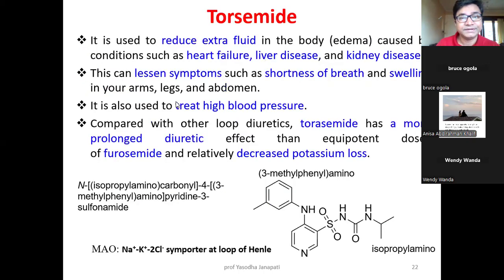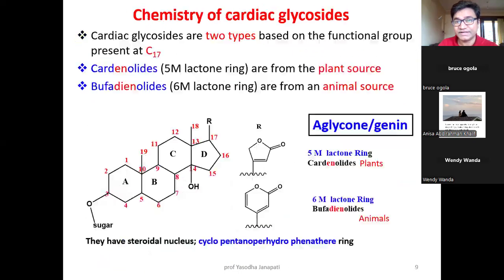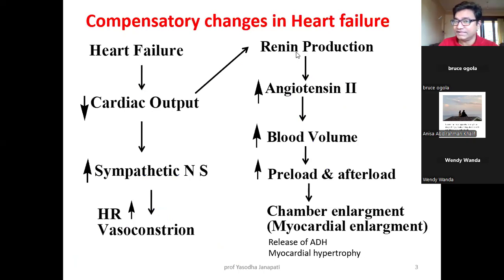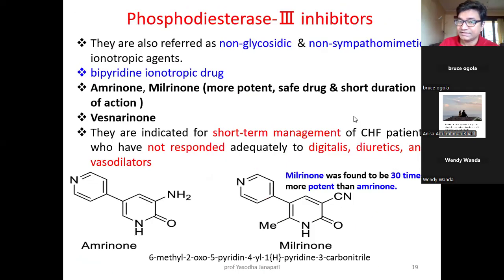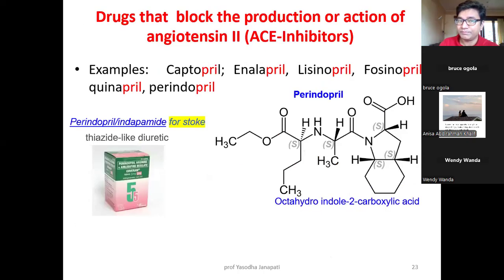ACE inhibitors also we can use because they decrease the renin-angiotensin mechanism. We have seen the compensatory mechanisms, no? Renin is increased, angiotensin 2 is increased, and blood volume is increased. So here we can use ACE inhibitors, which play a very, very important role. Any drug you can prescribe.